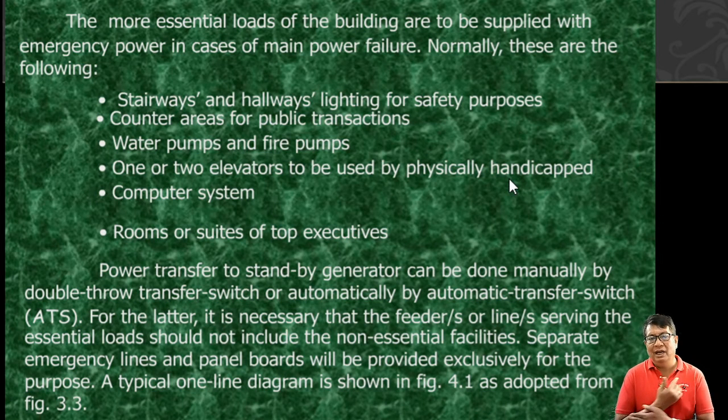Most buildings disable the elevators during a brownout, but our suggestion is not to disable all the elevators. We need at least one or two, for those who are physically handicapped, the PWDs, so that they have a way through. It is difficult to take them through the stairs and exit doors. So we should allocate maybe one or two elevators to transport the PWDs. Then also the computer system, especially those that handle sensors.